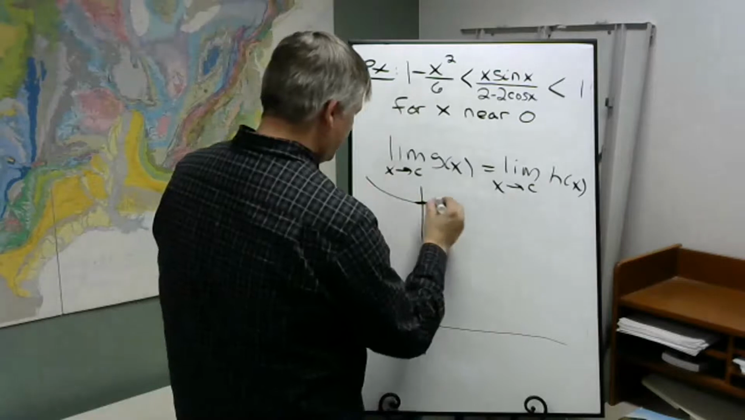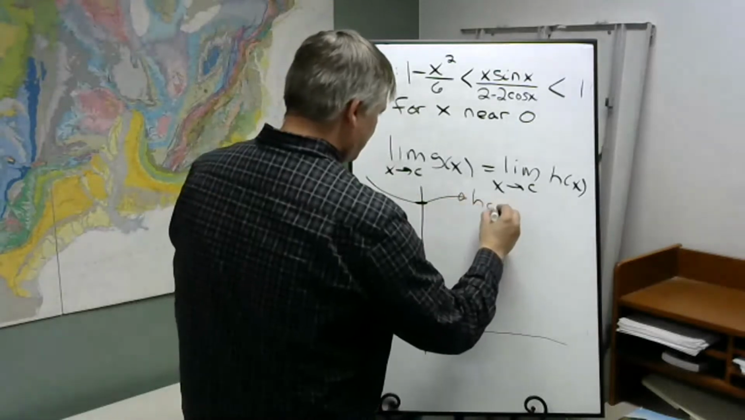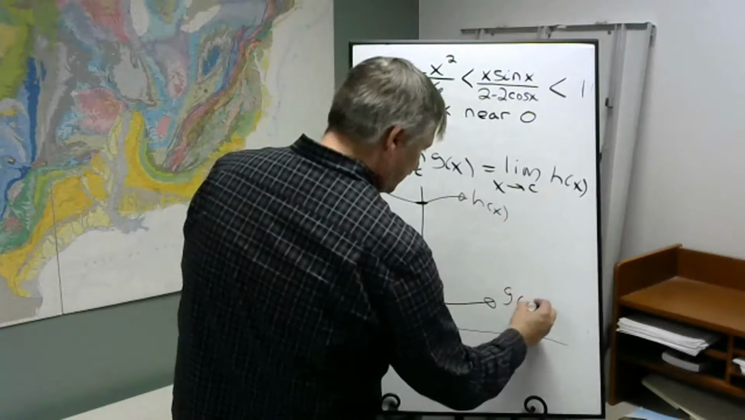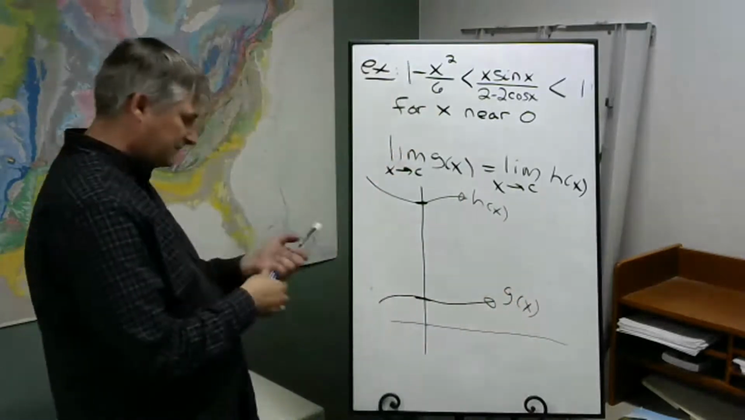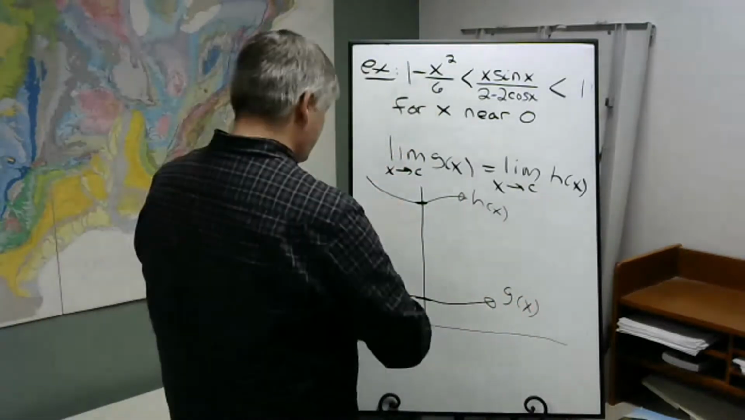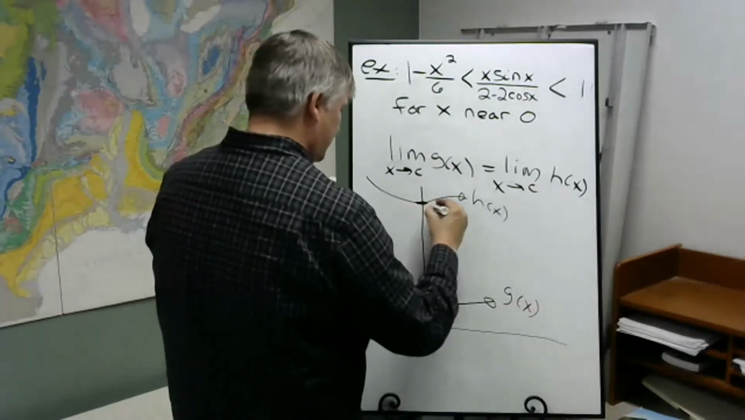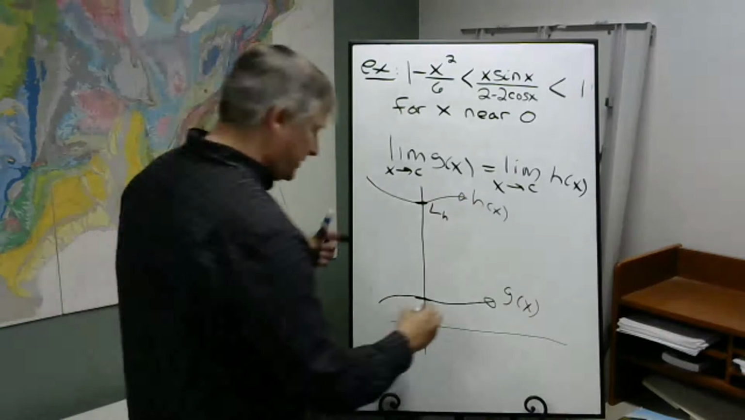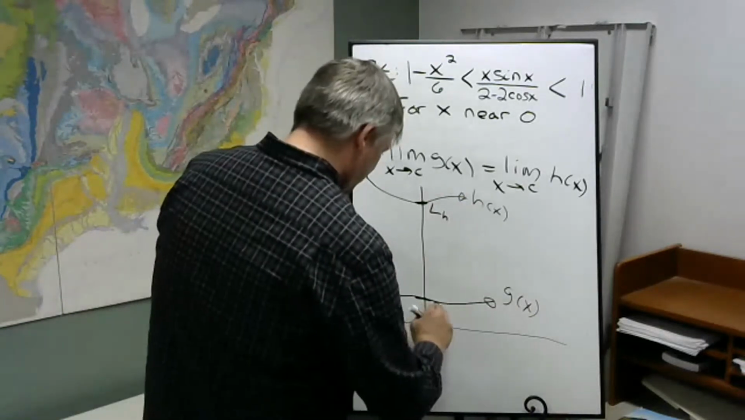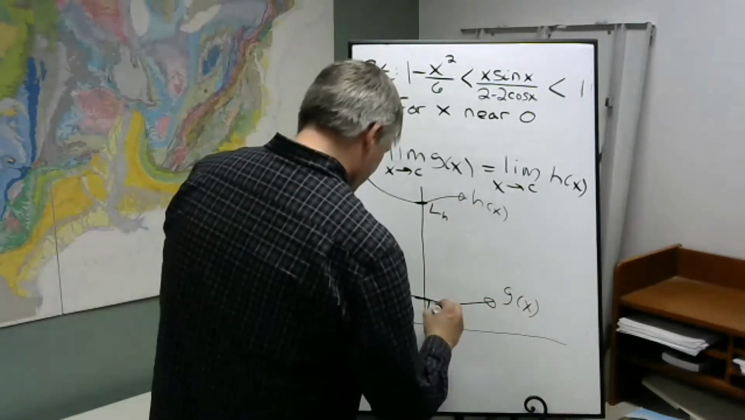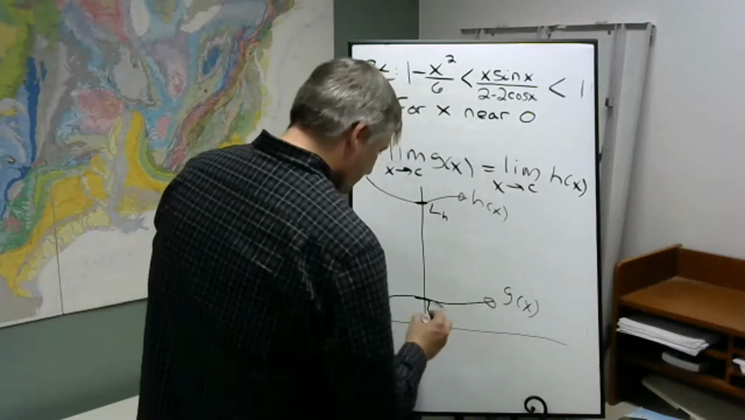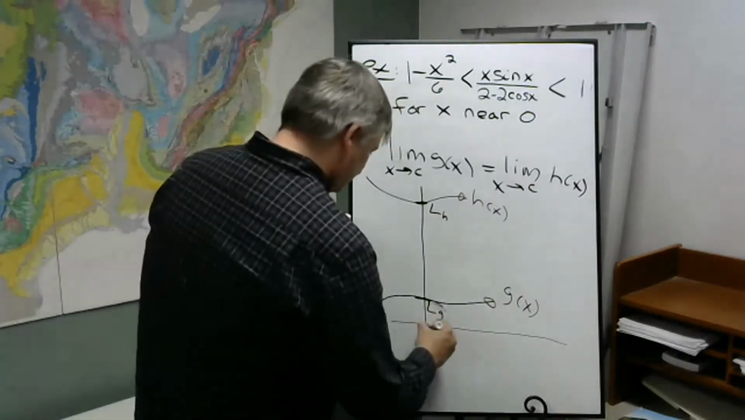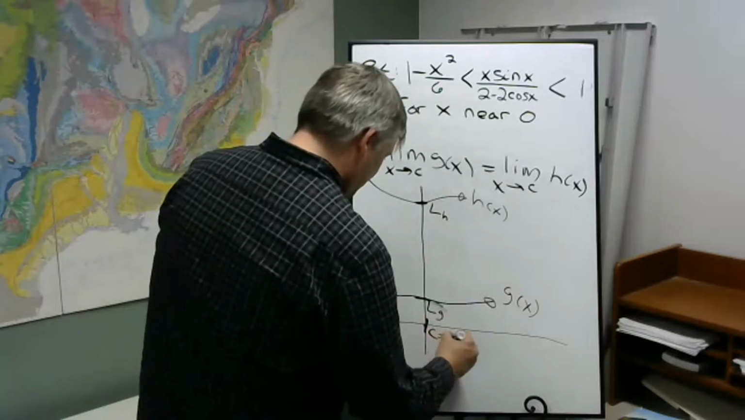let's say this is h of x, and this is g of x. Well, this would be the limit for h of x. I'll call this L sub h. This would be the limit for g of x. Let's call this L sub g. And this is x is 0. So let's say we have c is equal to 0.